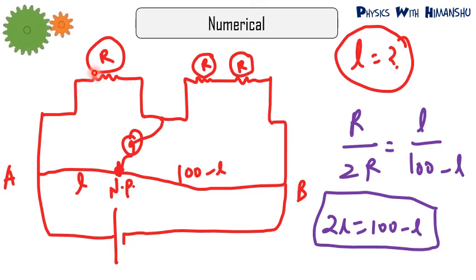Similarly, suppose in one branch the resistance is R, and in another branch there are two resistances of R which are connected in series, and you have to find out the null point. So in front of R put L, and R plus R is 2R, the length is 100 minus L. So in front of 2R I'll put 100 minus L. By solving this equation, you will get L to be equal to 100 by 3 centimeter.